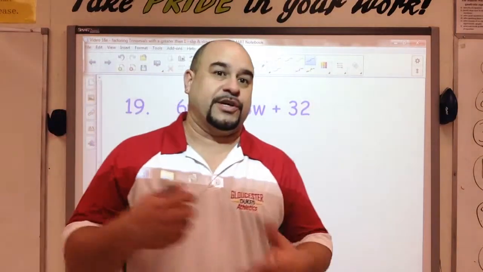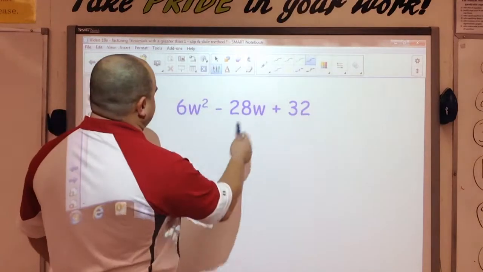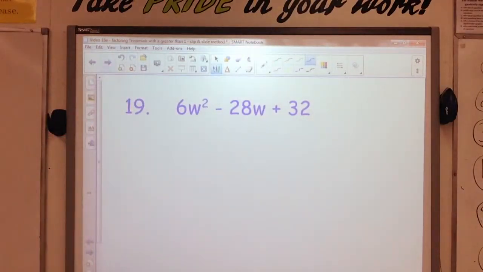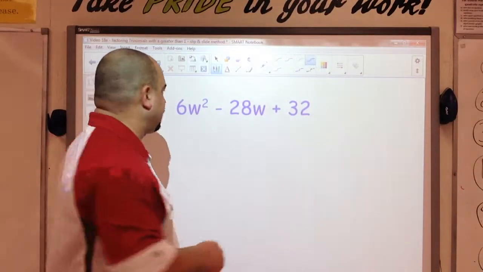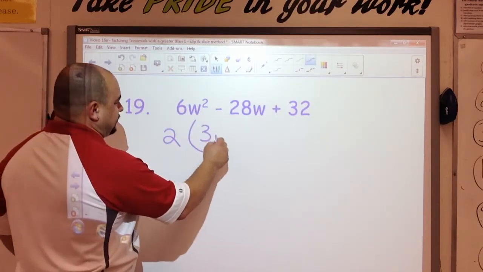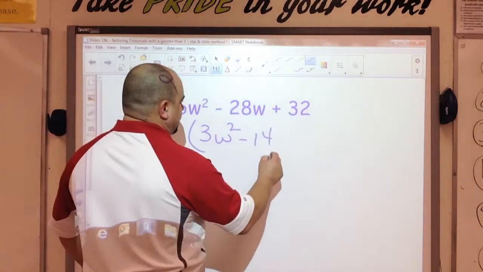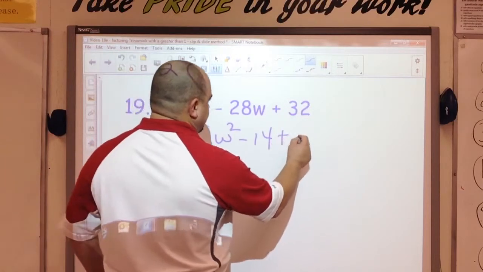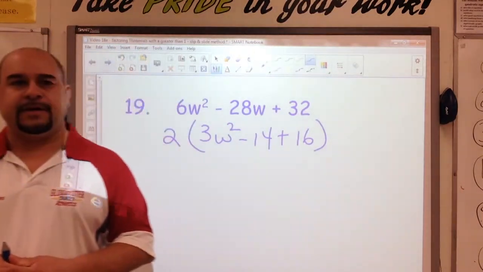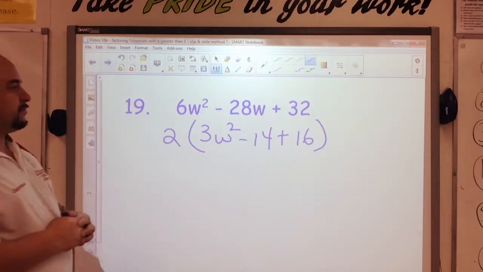19 I'm going to do with you because there's a GCF. So we're going to pull out the GCF first. I believe the coefficients are 6, 28, and 32. And I believe, let me see, the GCF here is 2. So we're going to pull out a 2. So 2 goes into 6 3 times. 2 goes into 28, I believe, 14. And then 2 goes into 32, I believe, is 16. So you have 2 times 3w squared minus 14w plus 16.